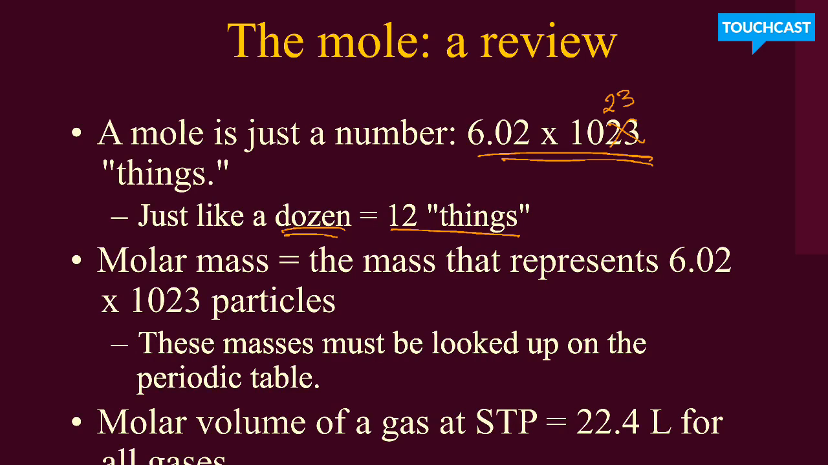So in AP Chemistry, when we look up these masses, I have a little rule that we all need to obey. We need to make sure that we are using 2 decimal places in our molar masses when we look them up on the periodic table. So I'll give you an example of that in just a second. And then another piece of the mole that you probably forgot is that the molar volume of a gas at STP, so 1 mole of gas at STP, will always occupy 22.4 liters.